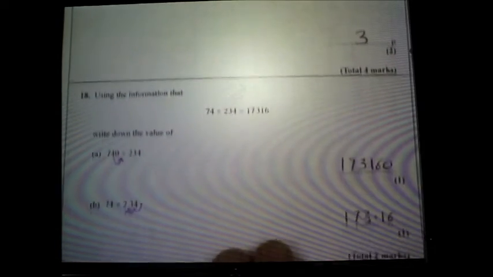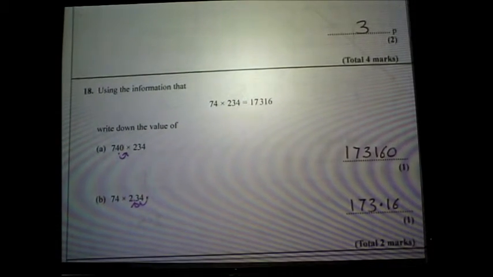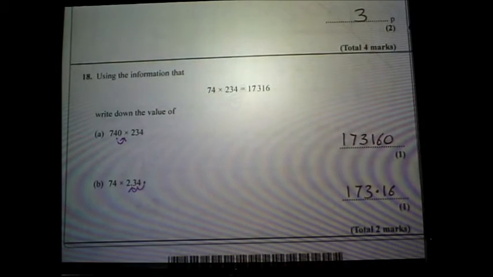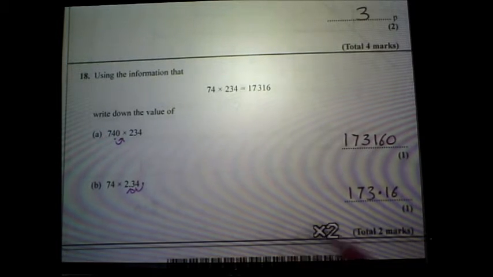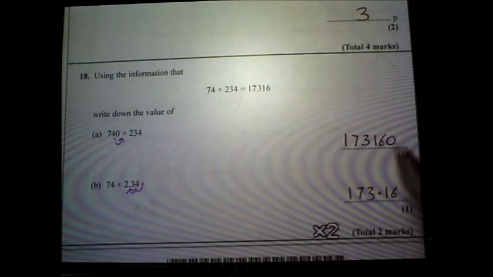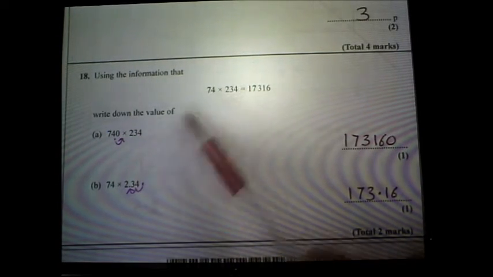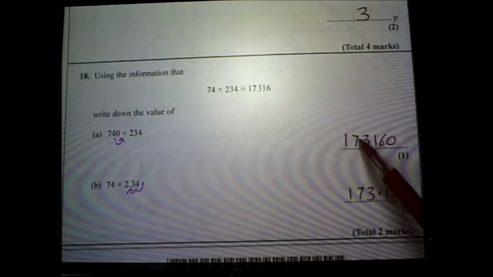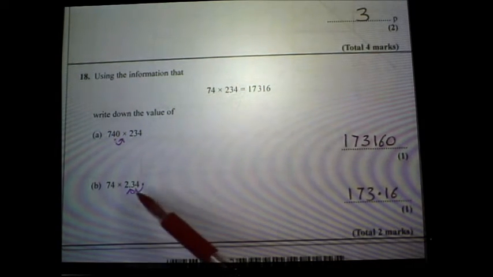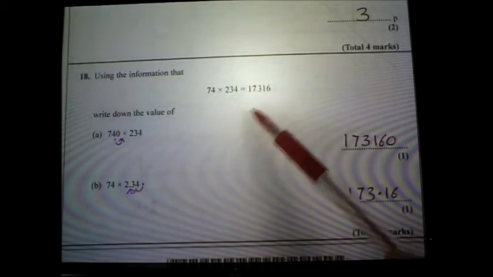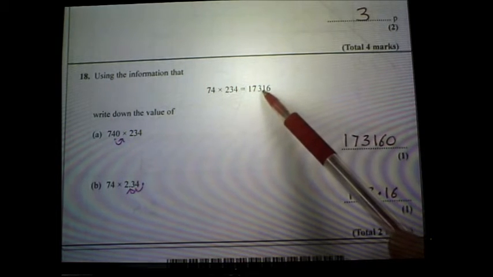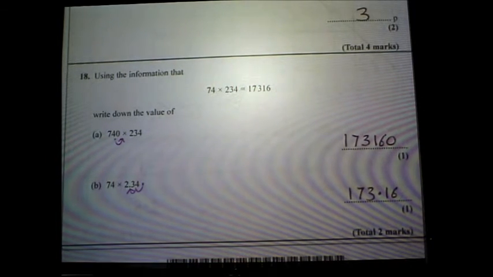Next one, 18, it's playing around with the decimal points here. Well, we're told that 74 times 234 is 17,316. We've got to work some other bits and pieces out here. This one, you put an extra naught on the end, because you'll notice that 234 is the same, but 74 is 10 times bigger. So that means that'll be 10 times bigger, so you put a naught on. And here it's 74 is the same, but this has been made smaller because the decimal point has been bumped along twice. So you'll bump the decimal point here along twice. So it'll be 173.16. Question number 19.